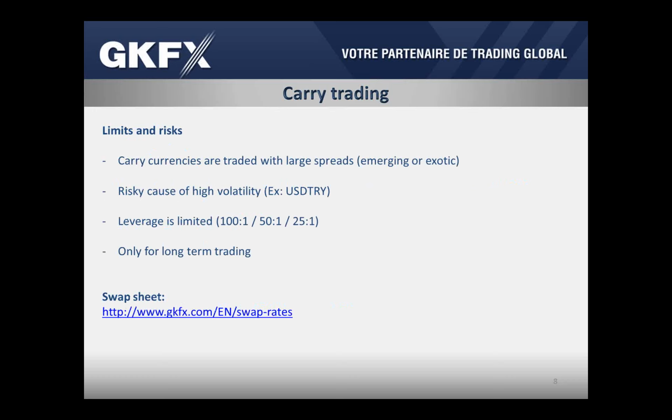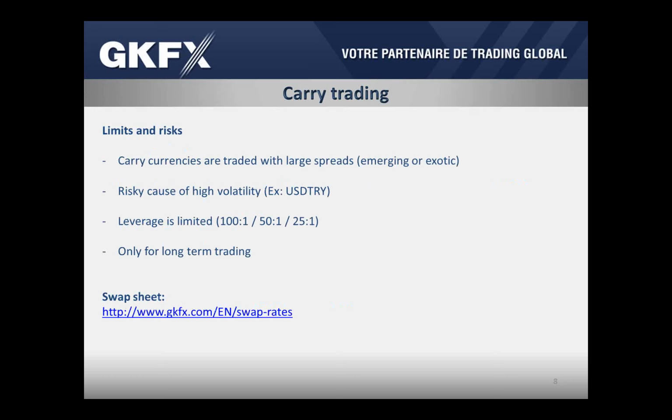But this strategy has some limits and some risks. Let's start with the limits. Currencies are traded with large spreads. Emerging and exotic currencies, unfortunately, have large spreads. For example, with GKFX, the pair Euro Turkish Lira has a spread of 10 pips. So if you compare with majors like Euro USD, it's quite wide. So this is one of the limits.